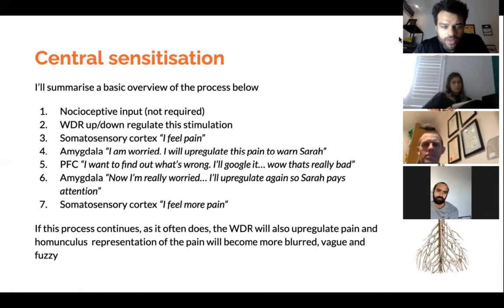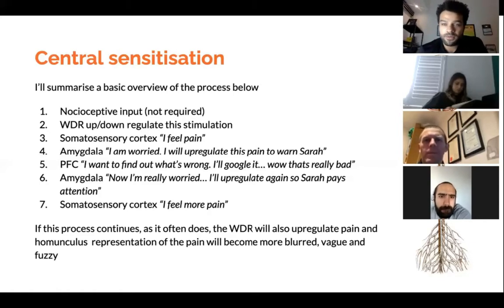This is neurological tissue in the dorsal horn of the spinal cord. And we see that, for example, in chronic pain, these areas upregulate pain. They allow more stimulation to the spinal cord. This information is then picked up by the somatosensory cortex. This is where we have the interpretation as pain. The individual says, I feel pain.